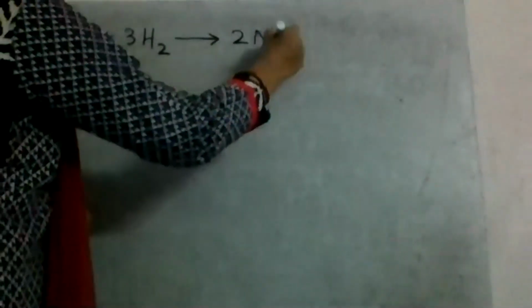And first you will be writing the stoichiometric equation. Nitrogen combines with hydrogen and results in the formation of ammonia. So write the well-balanced equation first: N2 plus 3H2 gives 2NH3. This is the equation you will be writing first.